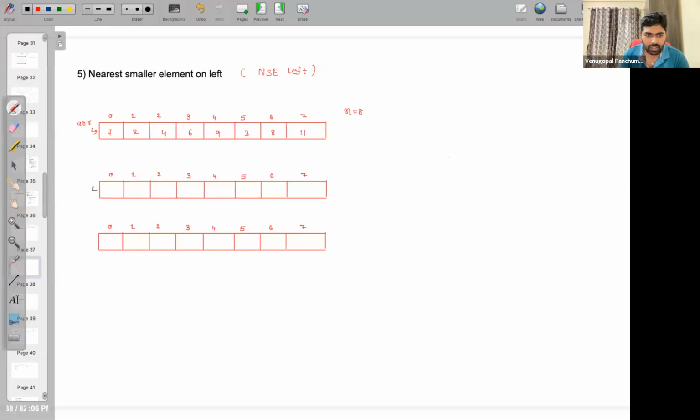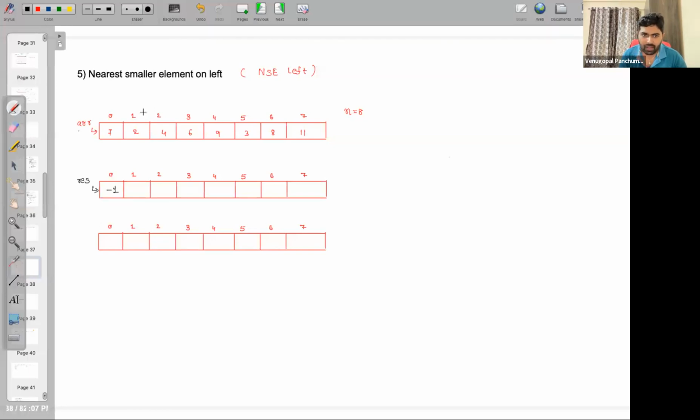Now let me call the output array result. The input array will be given and the number of elements are given to us. So see the left side. For any particular element you take, see its left side and find out the smaller element. If more than one smaller element is there, you need to take the nearest one in terms of distance. For the first element, which is 7, there is nothing present on the left side, so I'm going to take its value as -1.